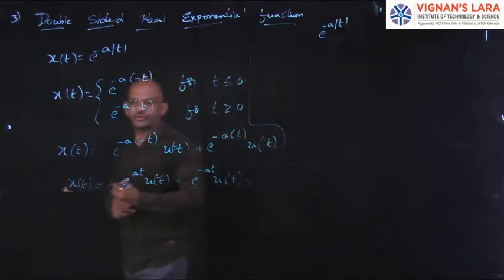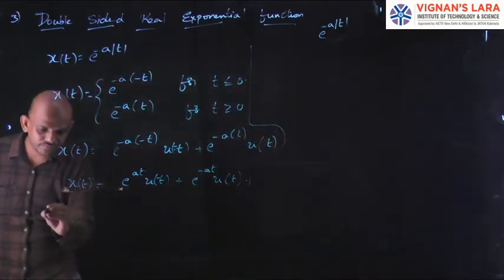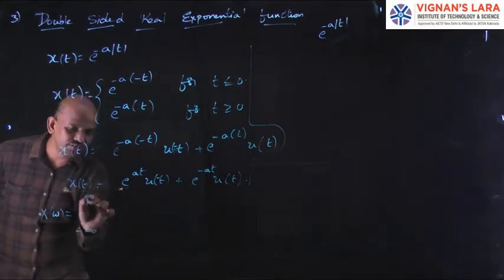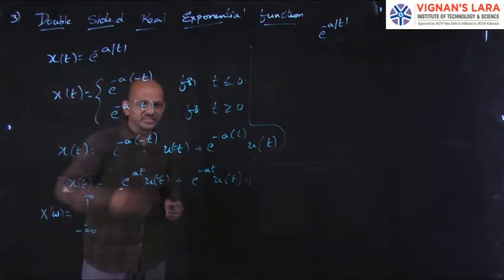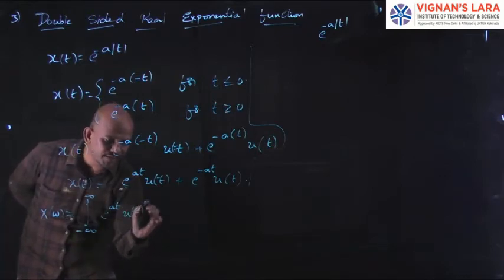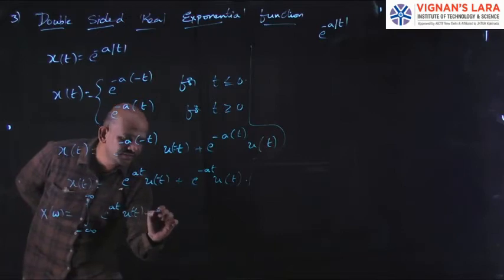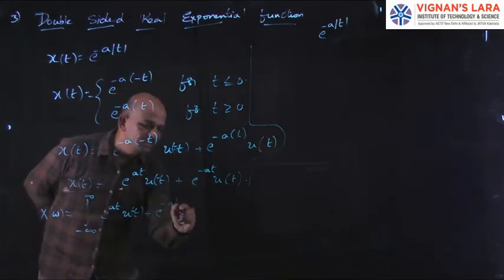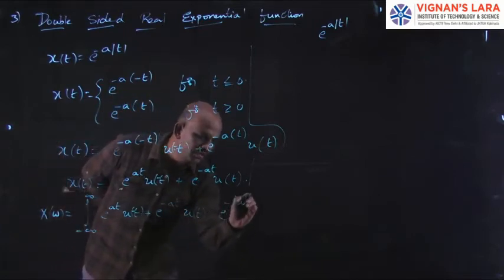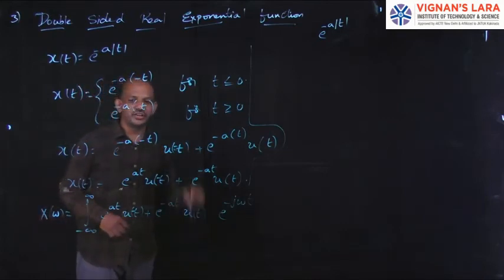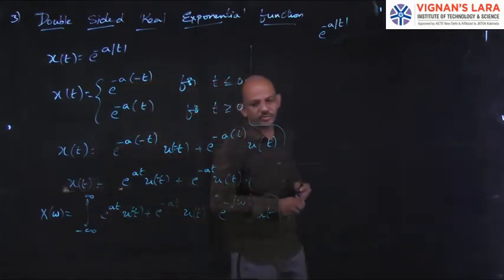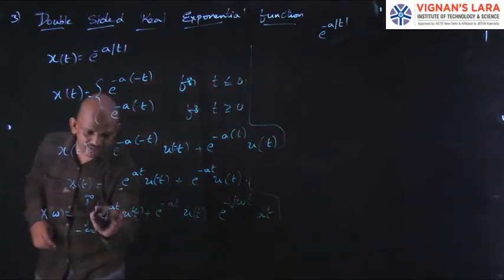We all know the formula of Fourier transform. What is the formula of Fourier transform? X of omega will be equal to the integral from minus infinity to infinity of x of t e power minus j omega t dt. So here the x of t is this one: e power at u of minus t plus e power minus at into u of t, times e power minus j omega t, dt. So in the formula, I substituted the x of t value as this one.